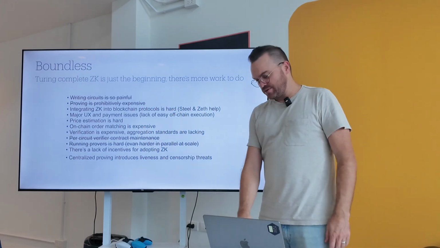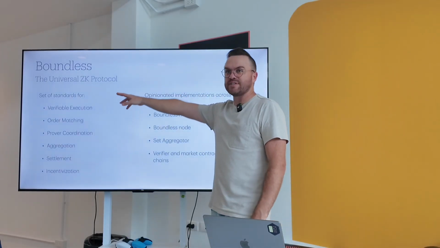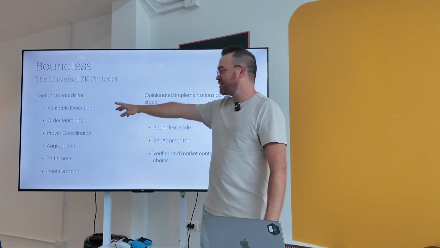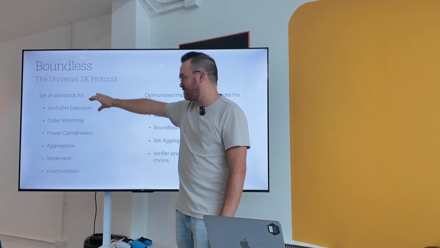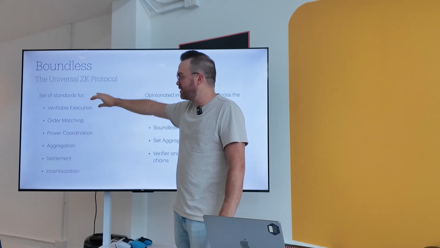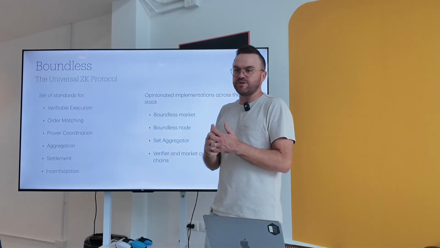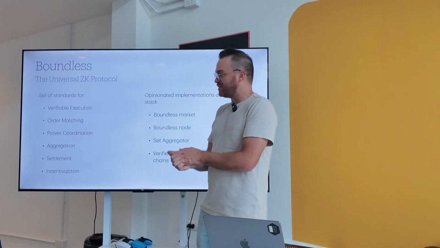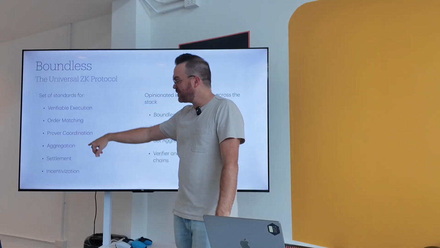And so we're building this protocol called Boundless. We call it a universal ZK protocol. It's a set of standards for verifiable execution. You can think of the zkVM as being in this set of standards. We will be able to support other zkVMs in this protocol in the future. There are standards for order matching: you have a user who requires a proof to process a transaction, how do they match with the prover, and what does that process look like?